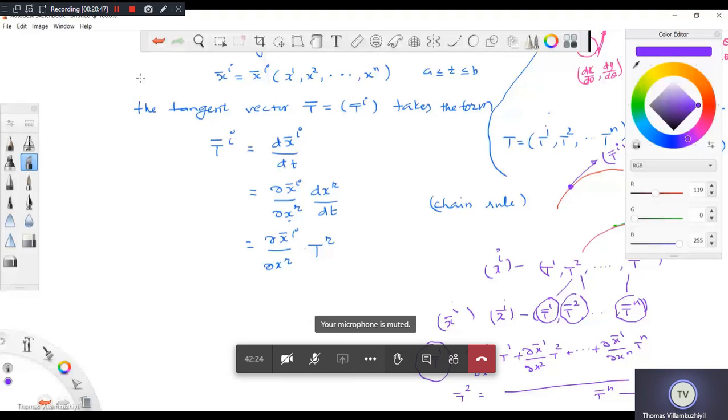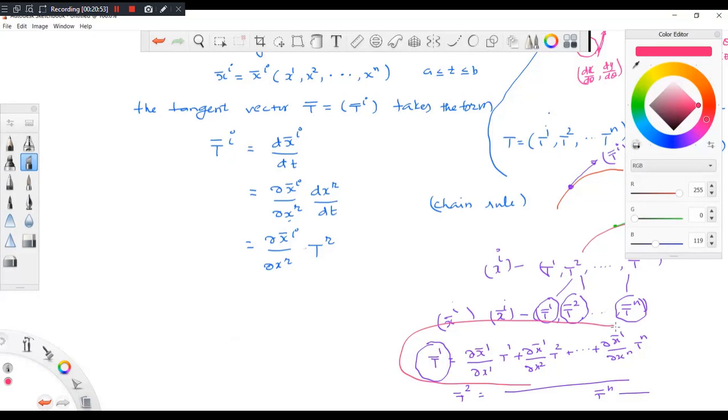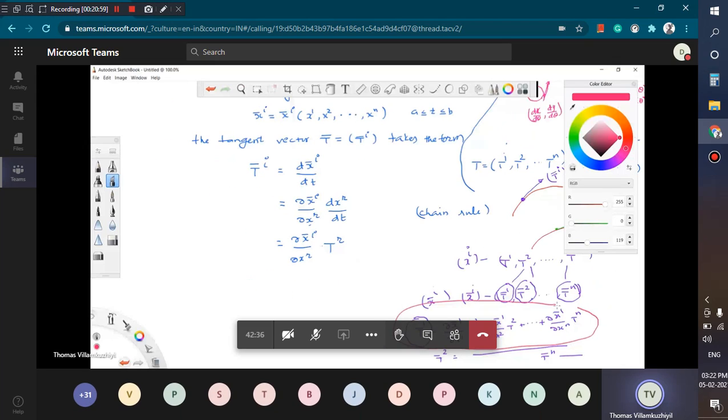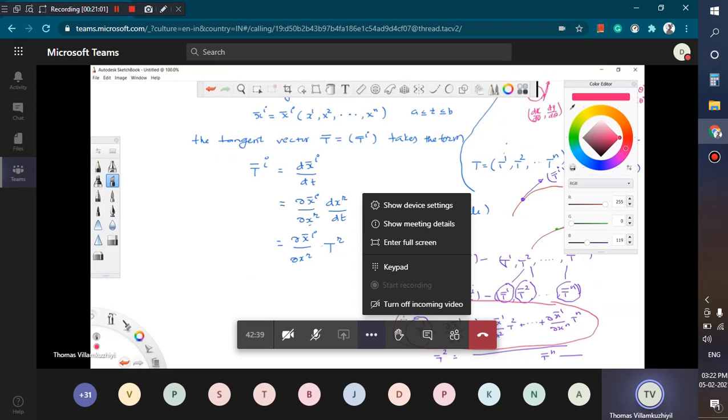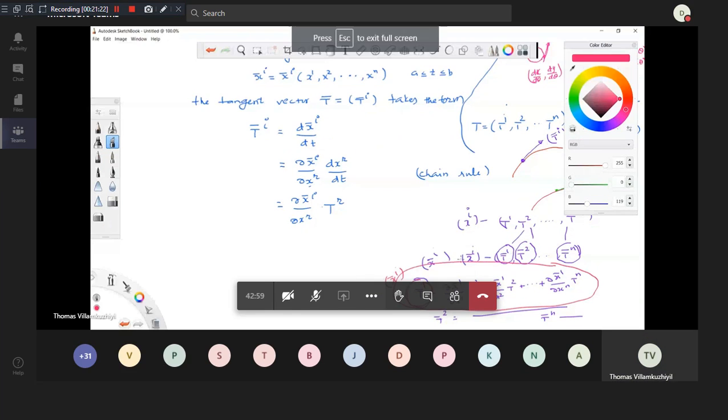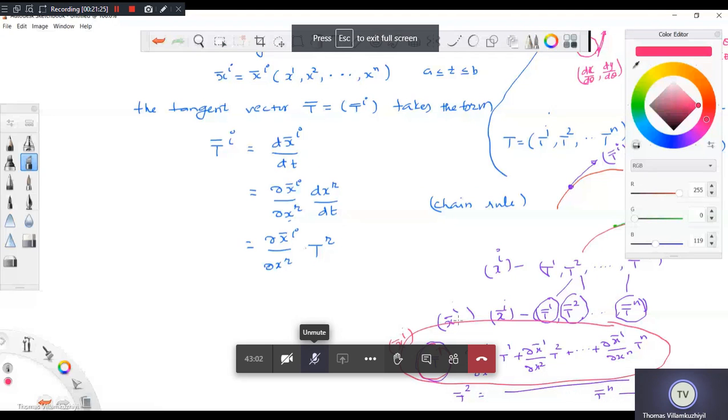That is why I have written this part. If you look at the first component in the x bar i system, that component depends on all the other components like this. Similarly, others also. So remember that this is for any arbitrary coordinate system.